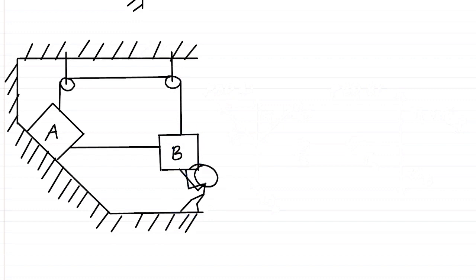Okay, so again, same thing. How do we draw yung free body diagrams for each of these boxes? So, let's start with A. So, again, first step, let us represent the box with a dot.